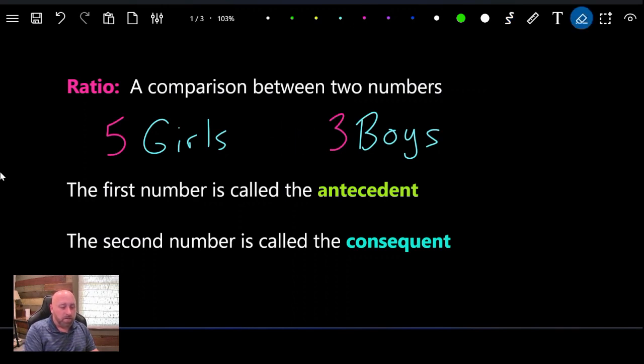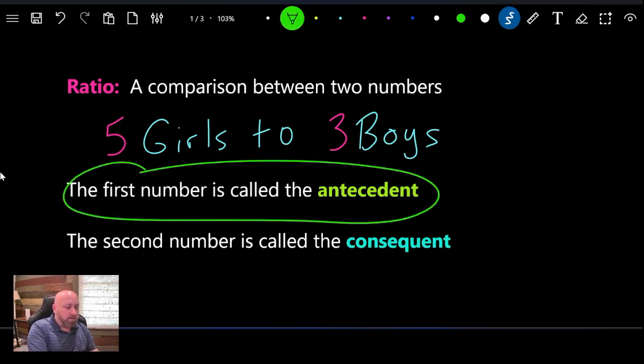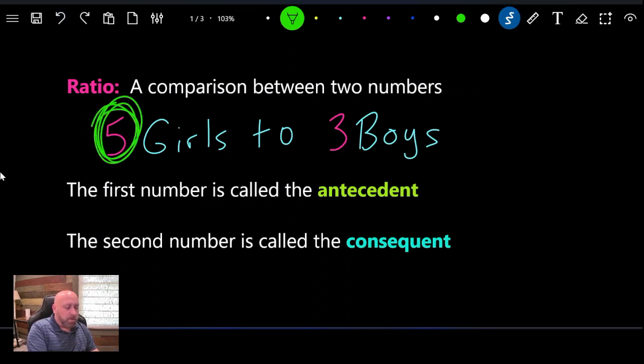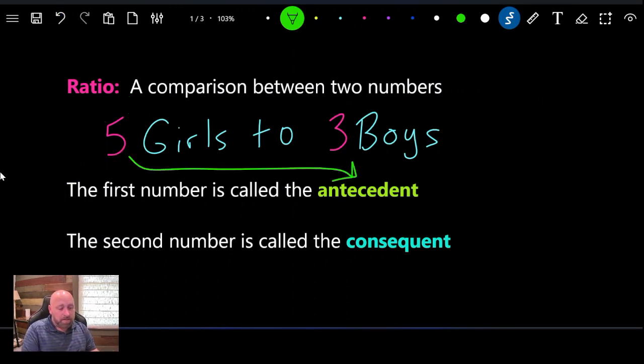I don't like that. It looks off balance, right? So let's go ahead and move that. There we go. That looks a little bit better. So 5 girls to 3 boys. That's the split. There's 5 girls in the class and 3 boys in the class. So the first number right here is called the antecedent. The girls in this case, because that's the first number that's given. So the girls would be the antecedent.